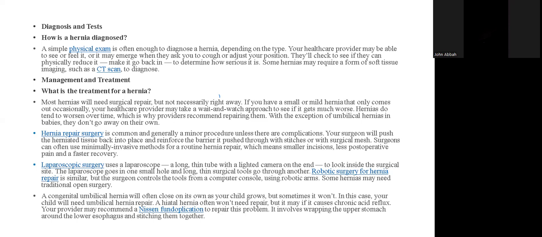All right. These are just basic ways of treating hernia. It's not a big deal. It's not difficult to treat, especially when it is identified early enough. There are times when you don't even need surgery.